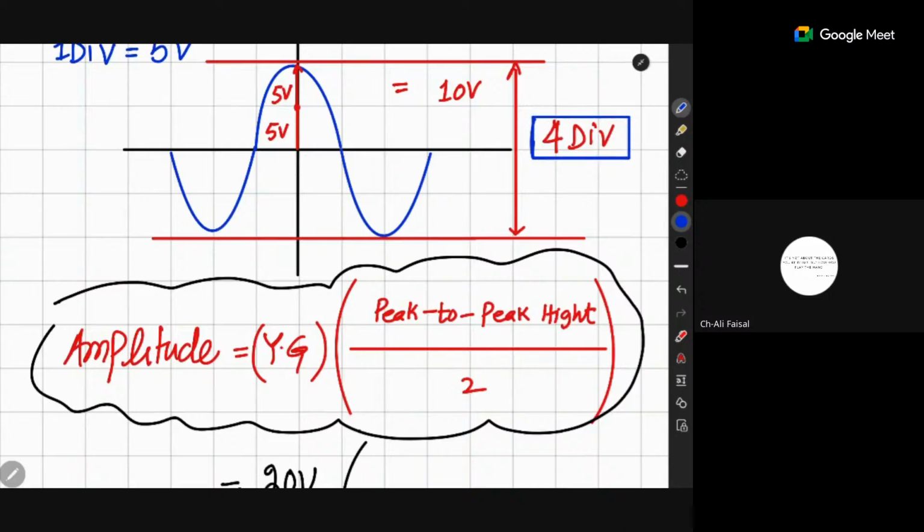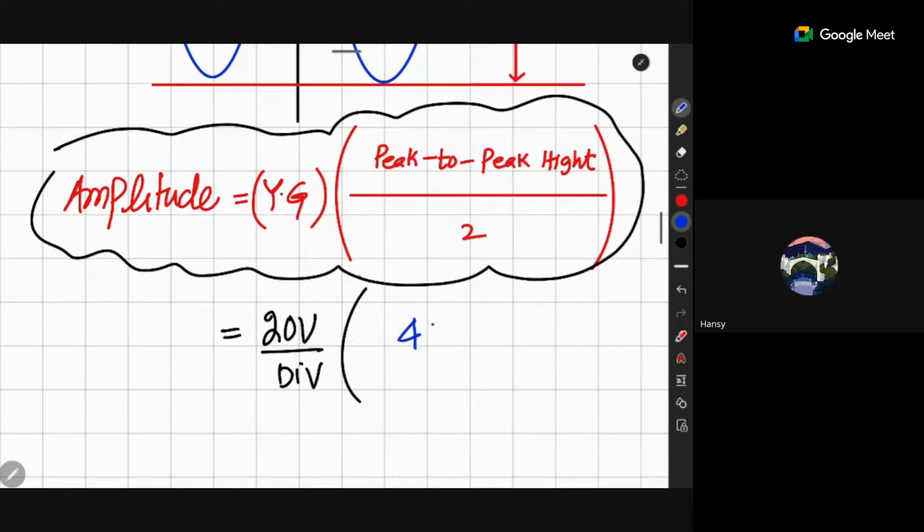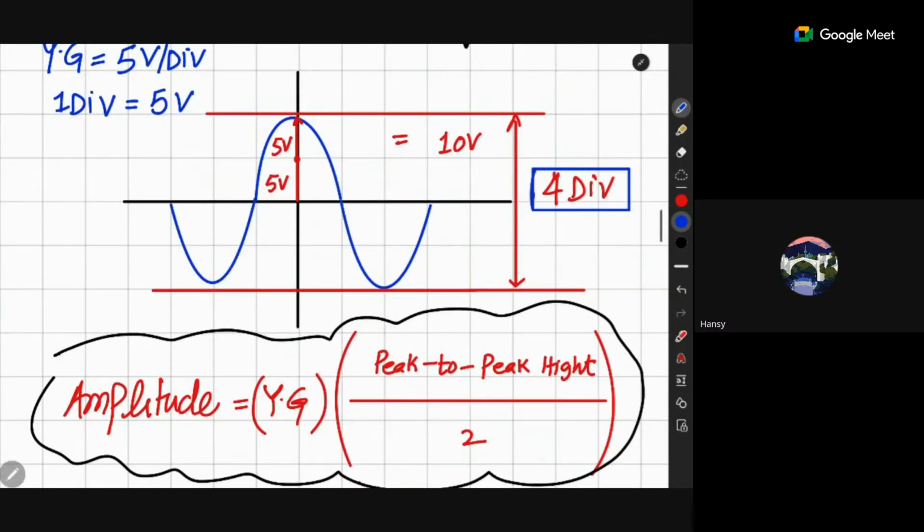Sir, why to make our lives hard, when we can just simply calculate 5 plus 5 and it's 10 volts? Actually, sometimes the waves are not symmetric and you do not know about their zero position, right? For example, here we have to calculate the average like this. This is basically the zero position. Amplitude is the height of the wave above or below the main position. So this is amplitude, right? So amplitude is basically peak to peak height divided by 2.